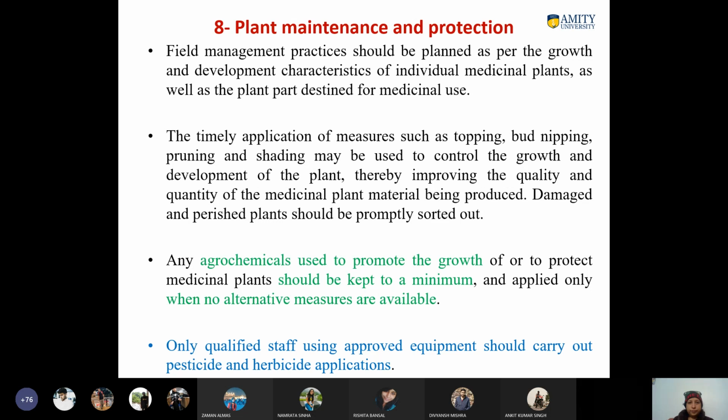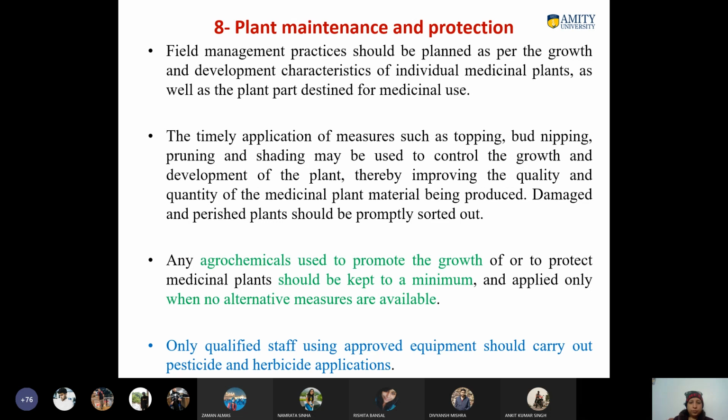Field management practices should be planned as per the growth and development characteristics of individual medicinal plants, as well as the plant part destined for the medicinal use. The timely application of measures such as stopping, bud nipping, pruning, and shaping may be used to control the growth and development of the plant, thereby improving the quality and quantity of the medicinal plant material being produced. Damaged and perished plants should be promptly sorted out.